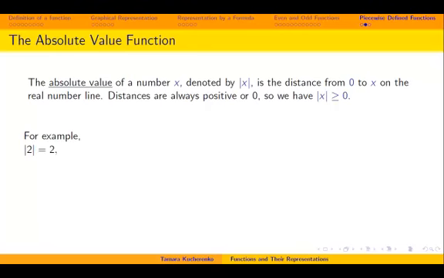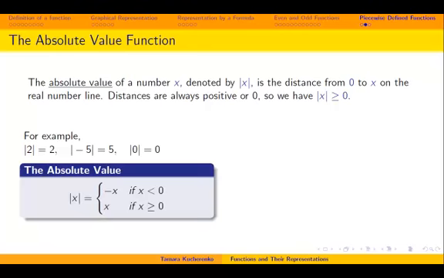For example, the absolute value of 2 is 2 because the distance from 2 to 0 is exactly 2 units. The absolute value of negative 5 is 5 because the distance from negative 5 to 0 is exactly 5 units. Finally, the absolute value of 0 is 0, since the distance from 0 to itself is 0.